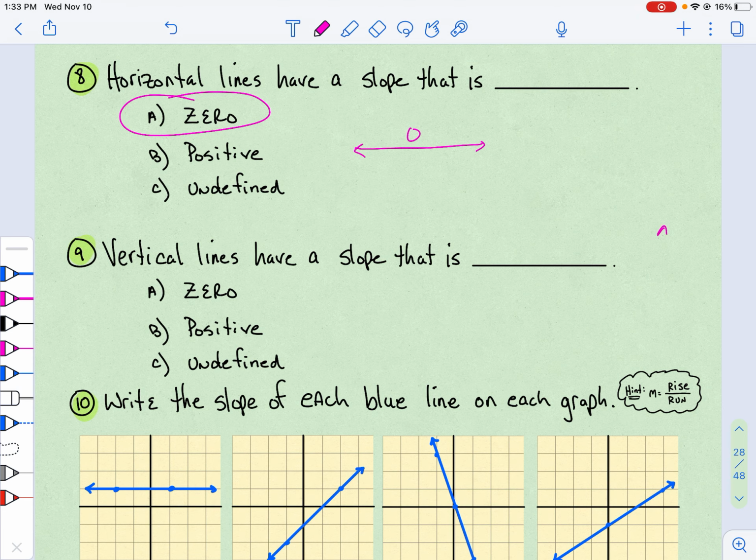Number 9, vertical lines. Those are lines that are up and down. Those are going to be undefined.